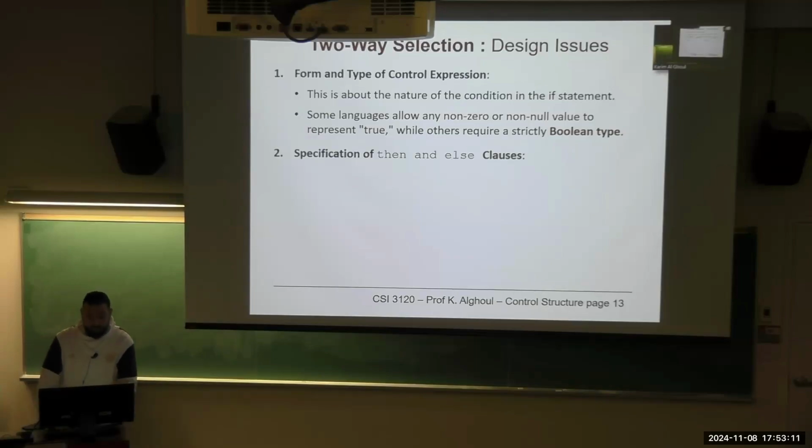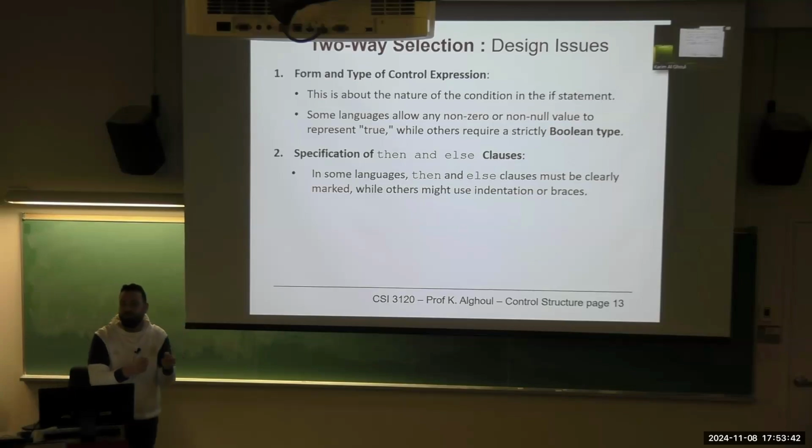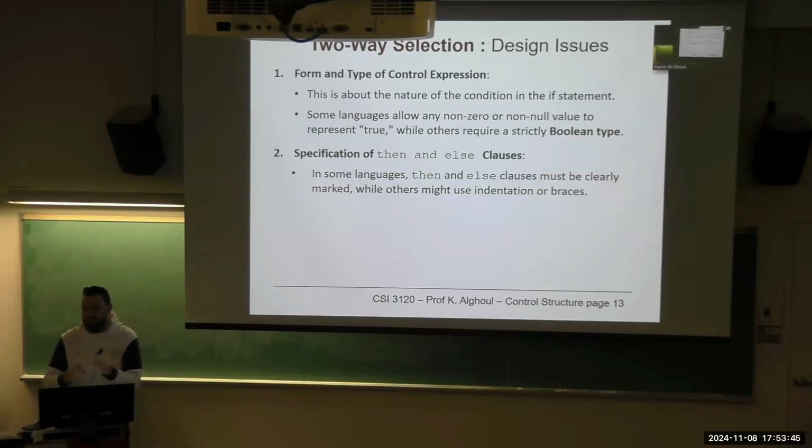The second design issue, the specification, is that in some languages the then and else clauses must be clearly marked, while others might use indentation or braces. Who can think of a language that actually uses indentation? Yes, Python, for example. Why? Because if you remember, when they designed Python, they wanted to make it as flexible, as easy, and as user-friendly as possible. Even though this will sometimes have the drawback of what? Making some mistakes, some errors. It's easier to make an error because you don't have lots of checks, like syntax stuff.